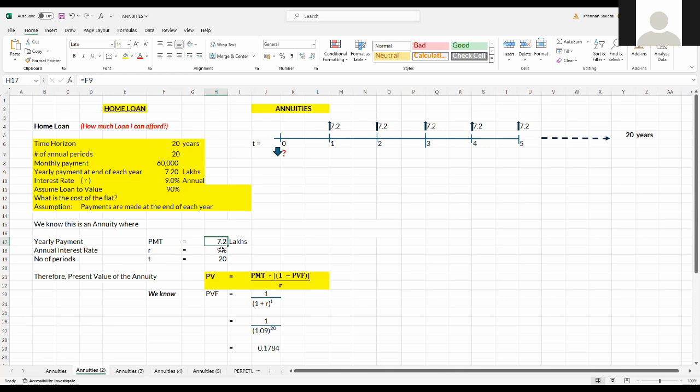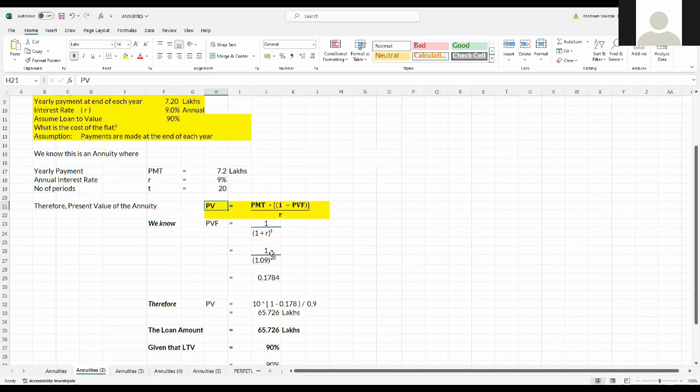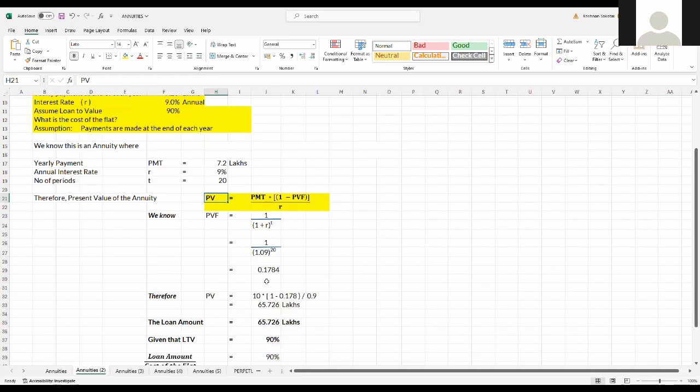Okay, so now, as before, we calculate the present value of the annuity by substituting the various numbers, and so we calculate the present value of the annuity. Okay, so now that is given by 65.726 lakhs. Now this is the loan amount. Okay, so now this is not the cost of the flat. Now what is given is that the loan to value is 90%.